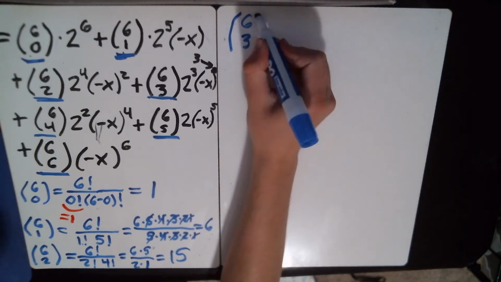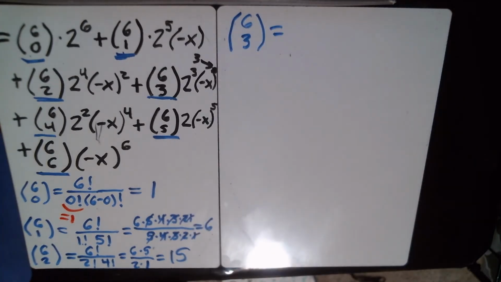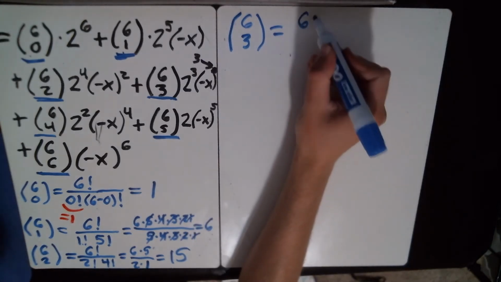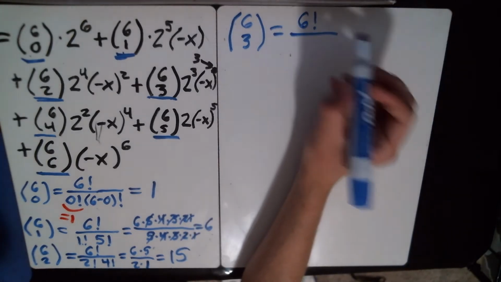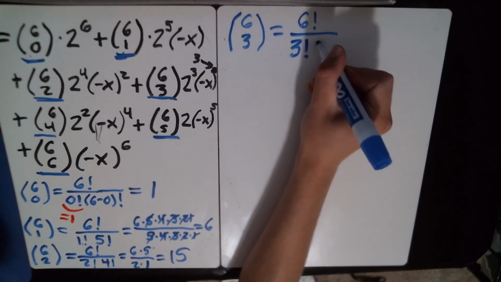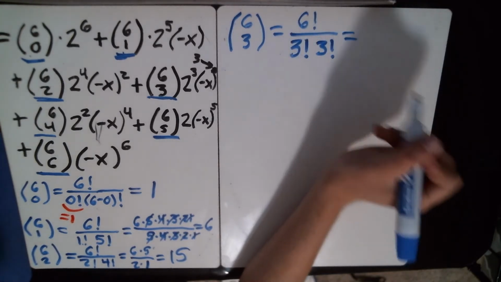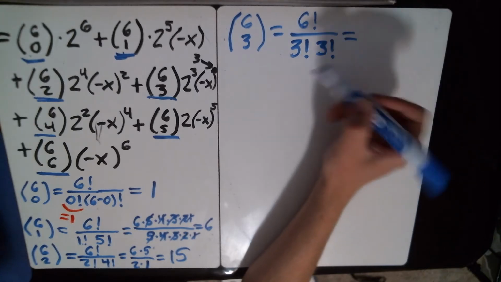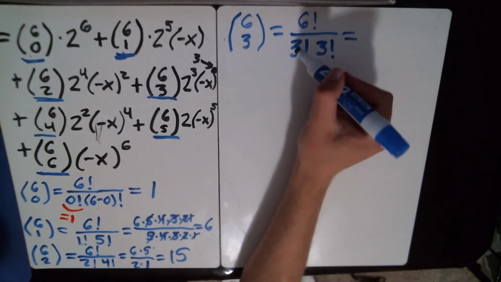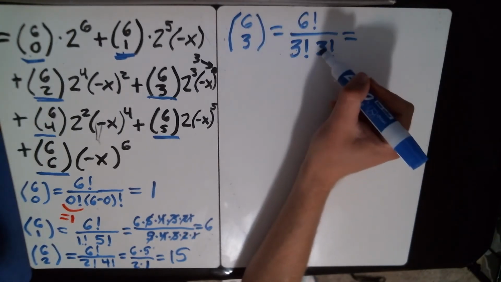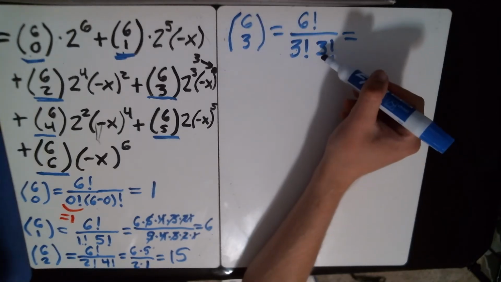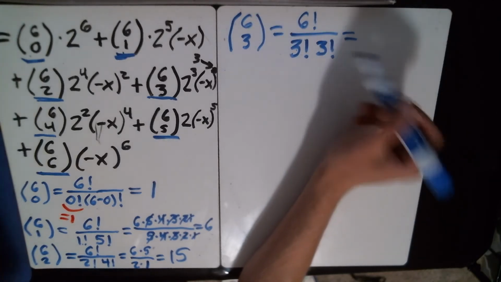So 6 choose 3 is going to be 6 factorial divided by 3 factorial times 3 factorial. Because we do 3 factorial on the bottom, and then 6 minus 3 factorial. 6 minus 3 is 3.